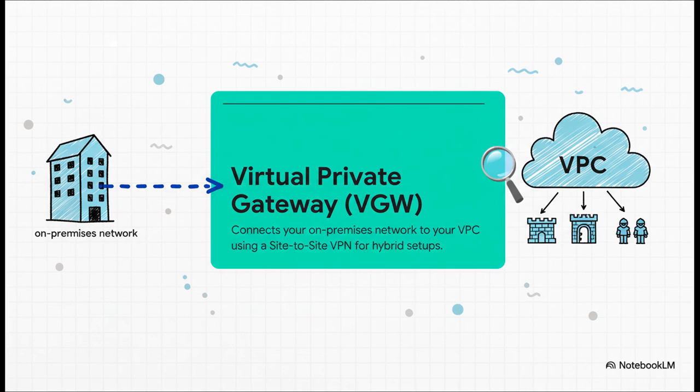And one more. What if you need to connect your AWS Fortress all the way back to your company's physical headquarters? That's what the Virtual Private Gateway is for. This thing creates a secure, encrypted tunnel, kind of like a secret passage, directly from your VPC to your own on-premise network. It's how you build a real hybrid cloud.